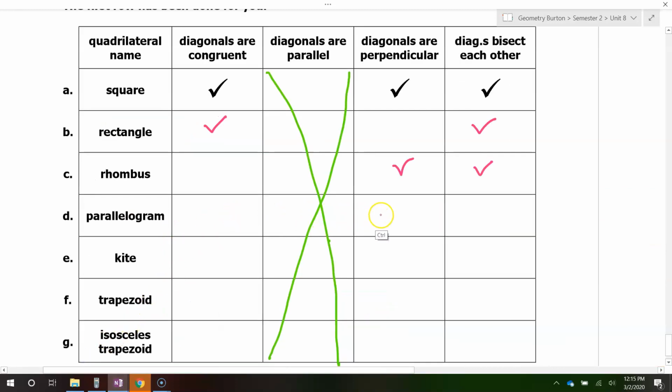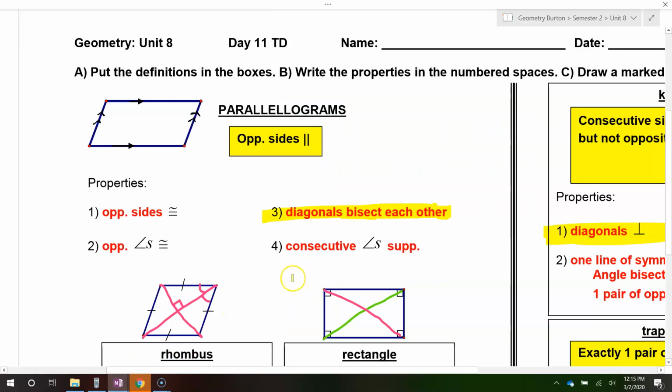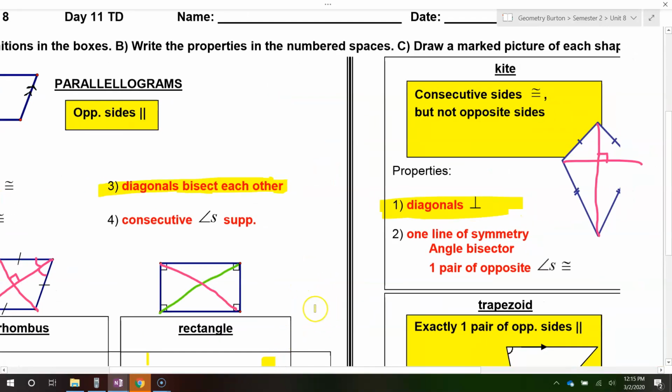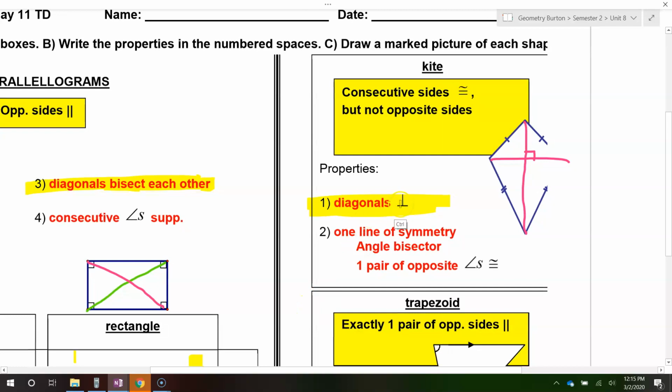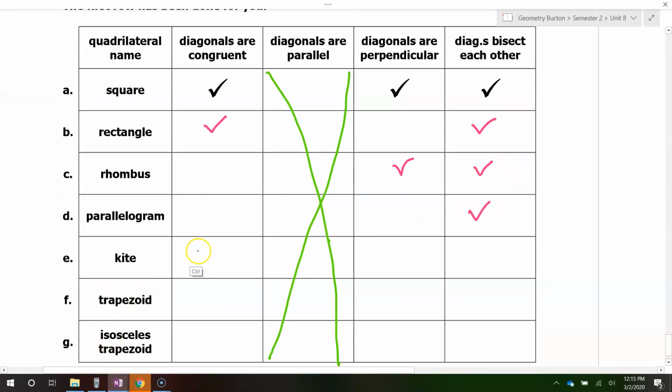Okay, so diagonals bisect each other. Boom. How about a kite? A kite is not a parallelogram, so we're not going to have the whole diagonals bisecting each other deal. That's just for parallelograms. But for a kite, we need to memorize that the diagonals are perpendicular. So that's the one we're going to have. For the kite, the diagonals are perpendicular. They're not congruent and they don't bisect each other.